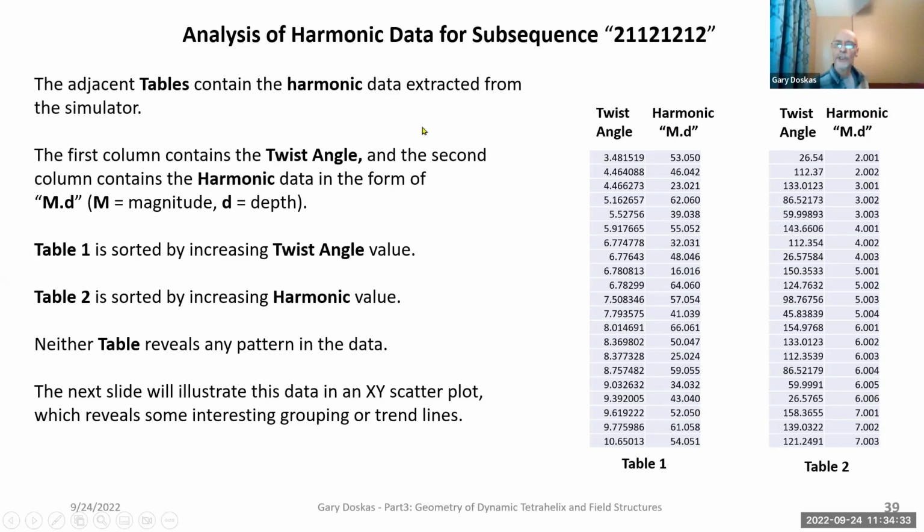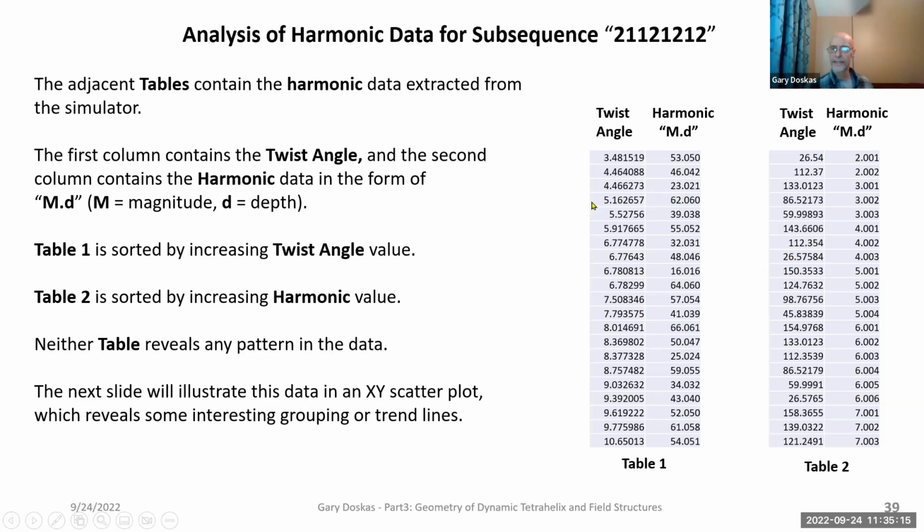Now this is just showing some of the raw data that I can extract from the simulator. These tables contain, in the first column, the twist angle and the associated harmonic value in the second column. So 53.050 is the 53rd harmonic with a depth of 50, meaning it took 50 laps around itself to create the closed loop. With the 2 different tables, table 1 has been sorted by increasing twist angle, and the second table is sorted by increasing harmonic value.